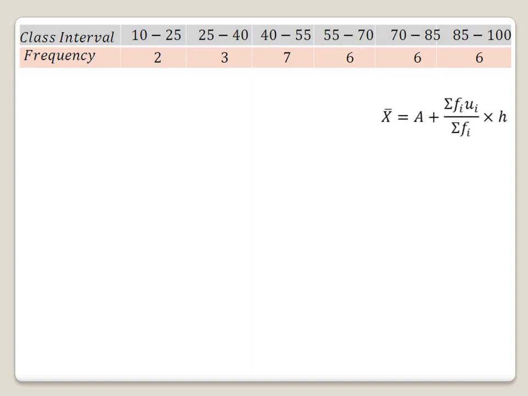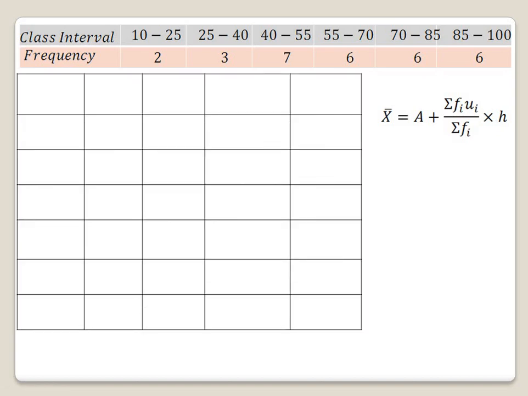Therefore by this formula, x bar equals a plus the sum of fi into ui divided by the sum of fi, multiplied by h. By this formula we can find the mean. Here a is the assumed mean, fi means frequency, ui means deviation, and h is the class width.